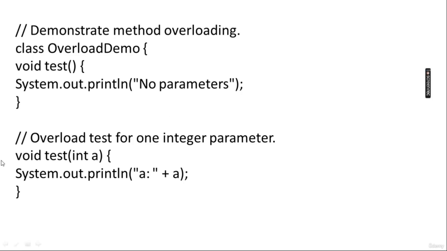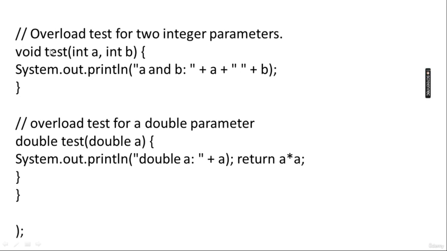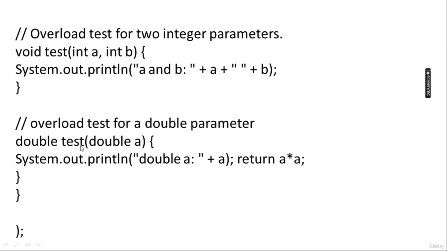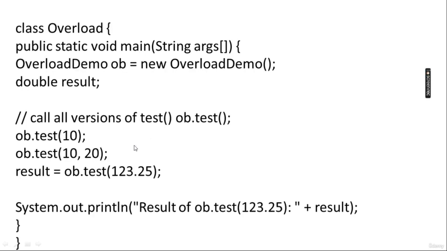So in this case, the methods have the same name, test, here also test, here also test, same spelling, same case, small case. But the first returns void with no parameters. The second returns void with one int parameter. The third returns void with two integer parameters, and the last returns double with one double parameter. So depending upon which structure we are calling, Java will decide which test method to call. So this is the example.